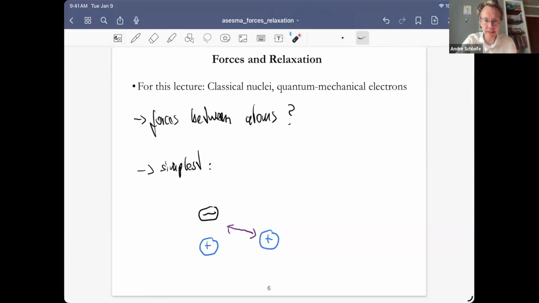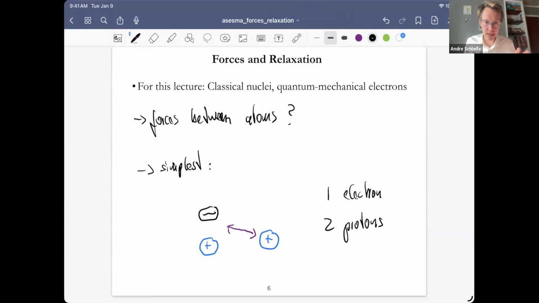So let me see if I have said anything. Yeah, we want to look at forces between atoms. We need at least one electron and two nuclei. So I'm going to write that down. One electron, two protons. That's the simplest case that you can come up with.